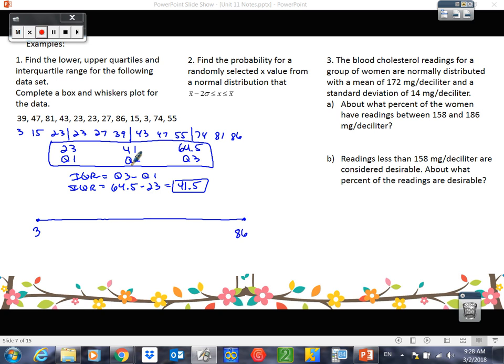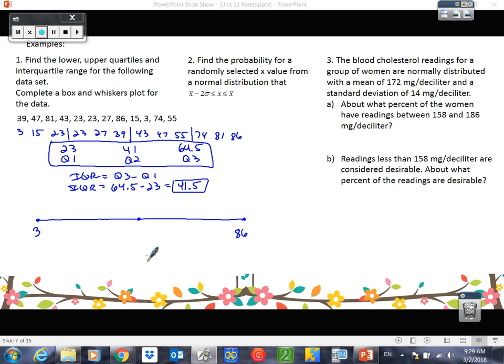41 is Q2, and it really is kind of in the middle between 3 and 86, right? Not exactly, but kind of. So we want to kind of go to the middle. And I'm not going to label that yet because my box sometimes is crazy. So I'm going to draw the box first before I put the labels on my numbers right here on the points.